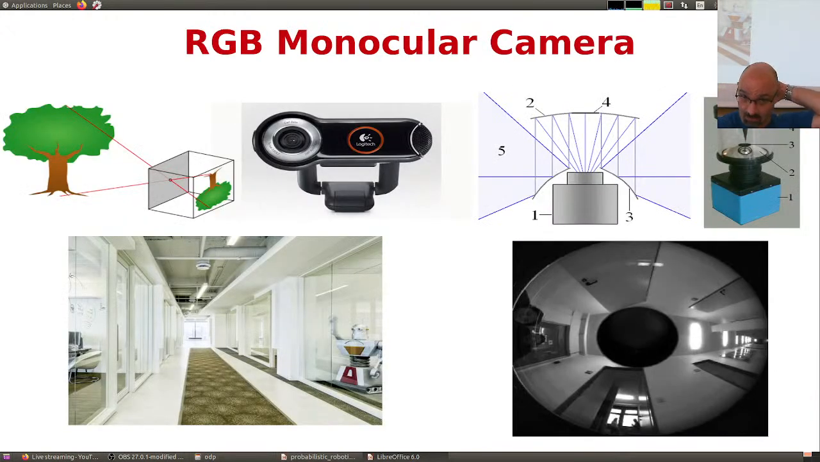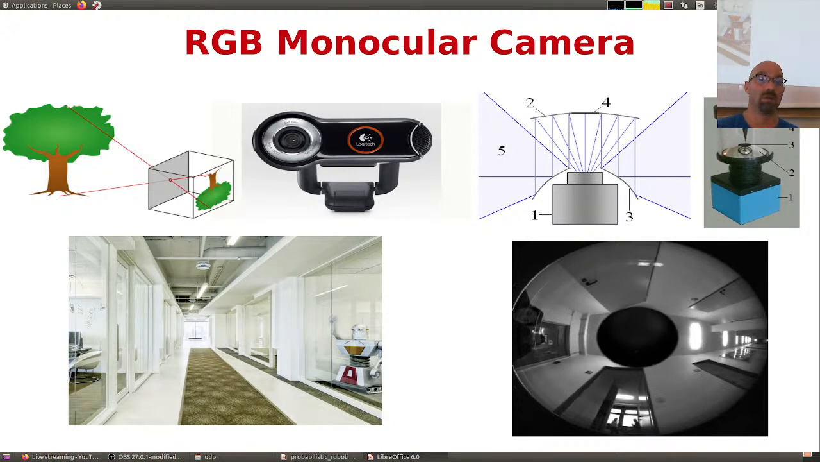Another thing that you have encountered for sure, like taking selfies, is a classical monocular camera, which is nothing else. We have spoken about it. Basically, it's an imaging device that takes the intensity and projects it onto a 2D plane through a certain projection function that doesn't need to be necessarily the classical pinhole model. It can also be a different projective model.